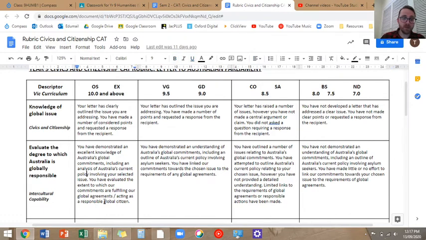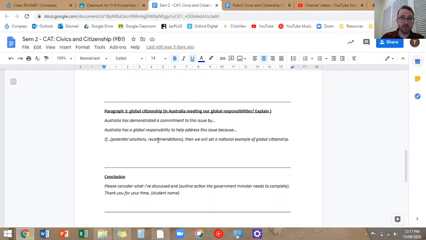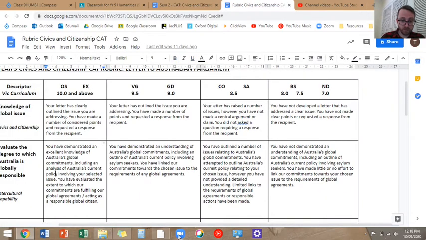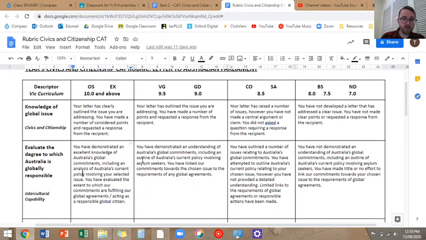Second thing you're being assessed on is that global citizenship idea, which you are looking at in paragraph 3. Oops, I've zoomed over by accident. So you have demonstrated an excellent knowledge of Australia's global commitments, including analysis of Australian current policy. So really what this paragraph is saying is, 1, can you define global citizenship? 2, have you done some research to show what Australia is doing on this global issue? And then 3, have you evaluated whether or not that is enough?